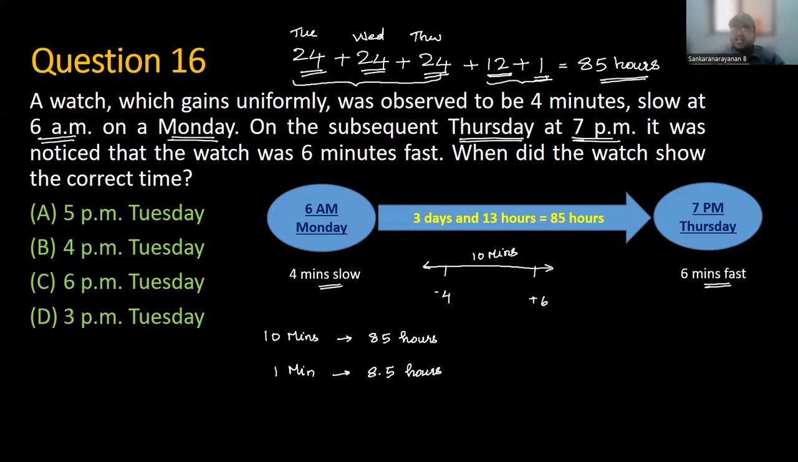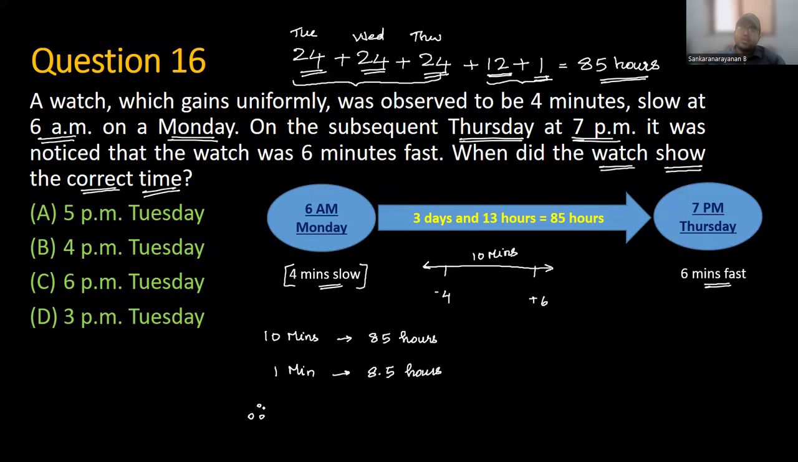Dividing the left-hand side and the right-hand side by 10, for gaining 1 minute, 85 by 10, the clock would have taken 8.5 hours. And you can see that this watch would have shown the correct time when it has just gained 4 minutes, because it was originally 4 minutes slow, right? So the moment it has just gained 4 minutes, it would have shown the correct time.